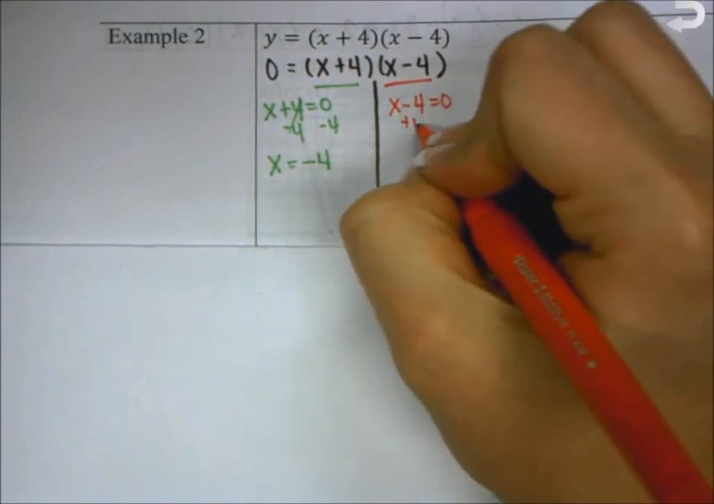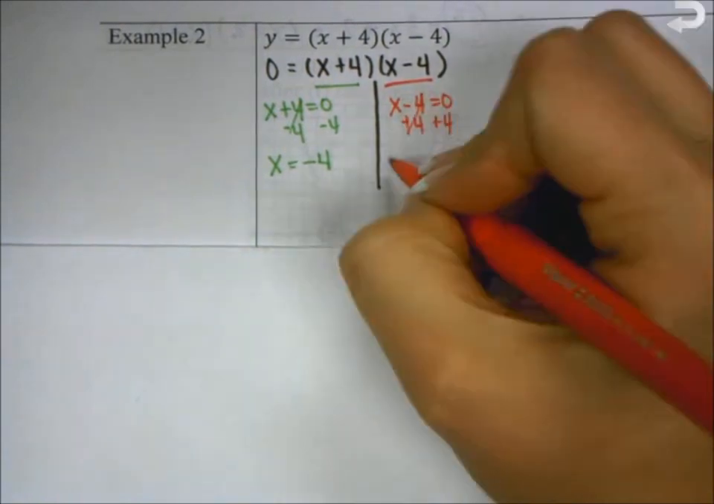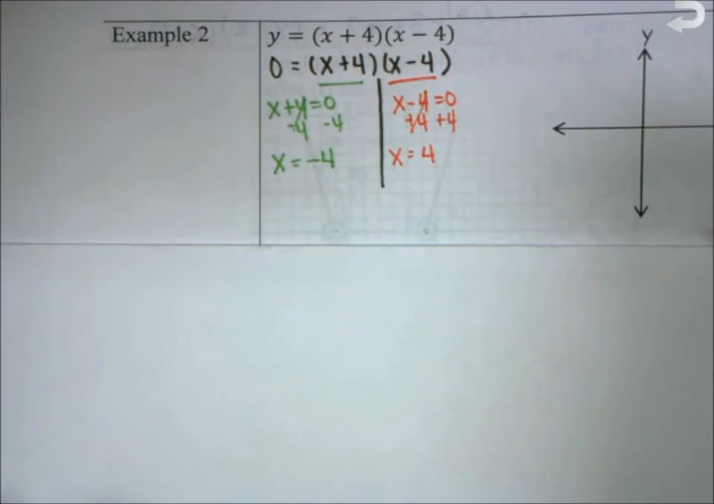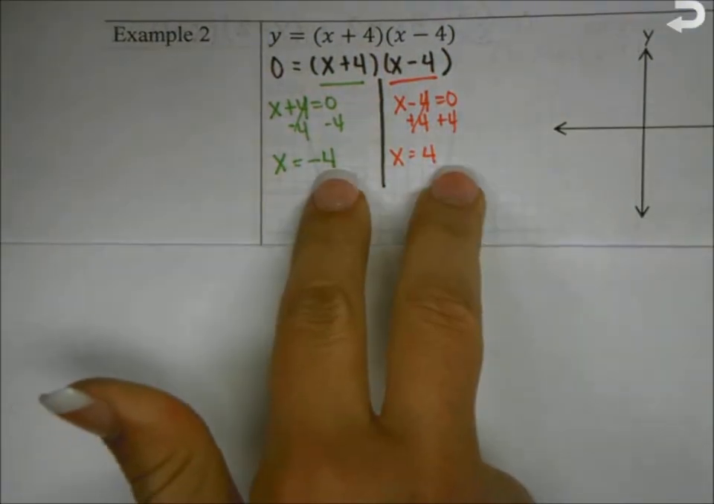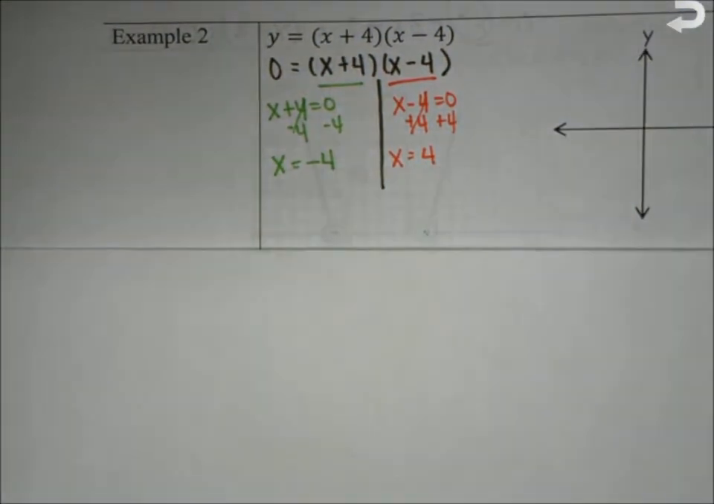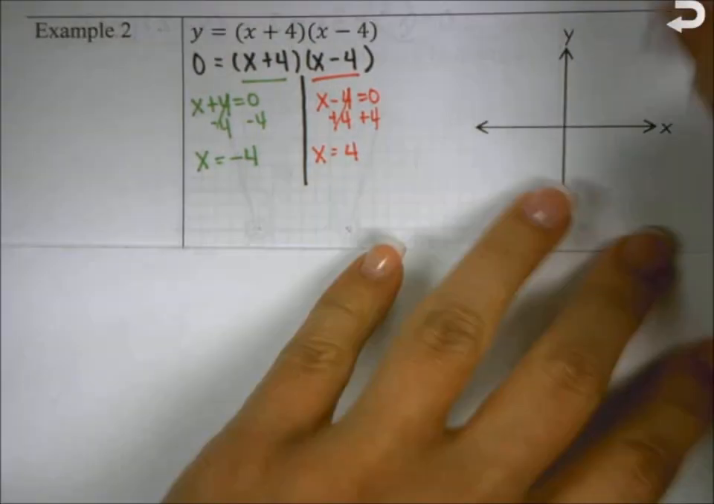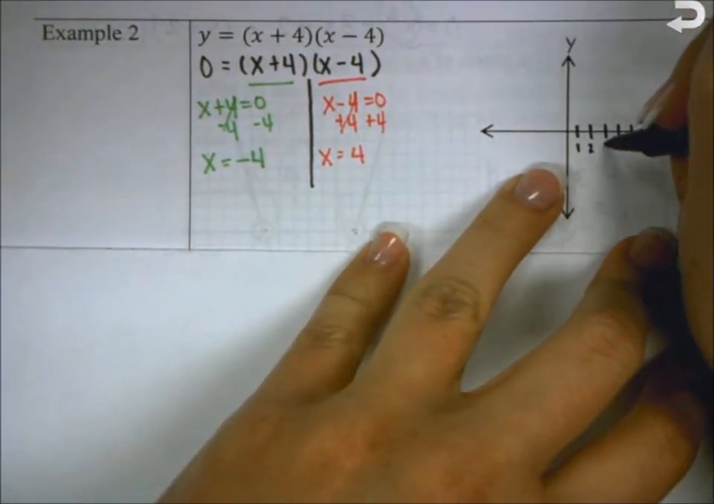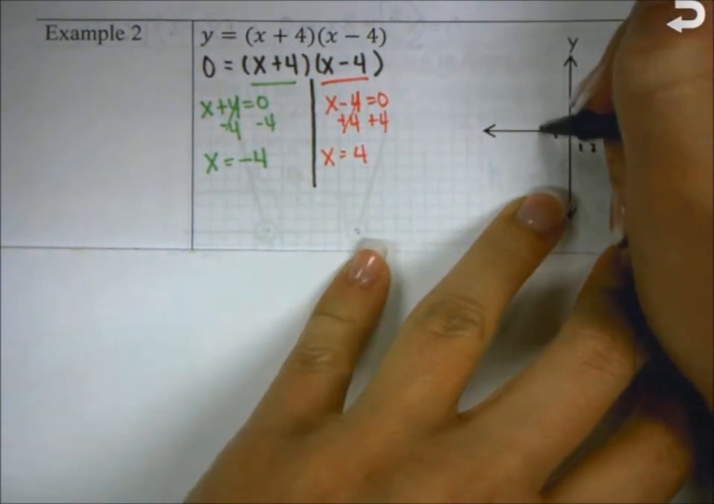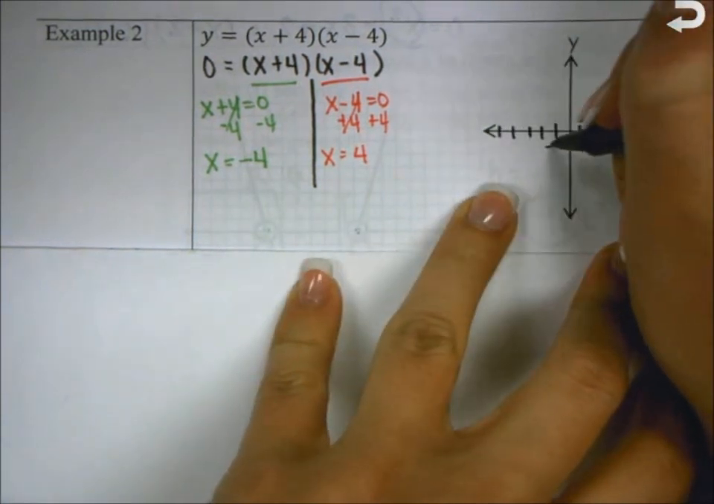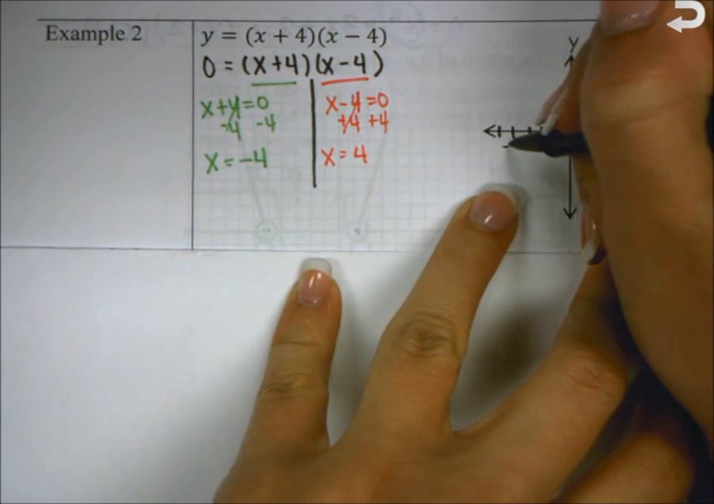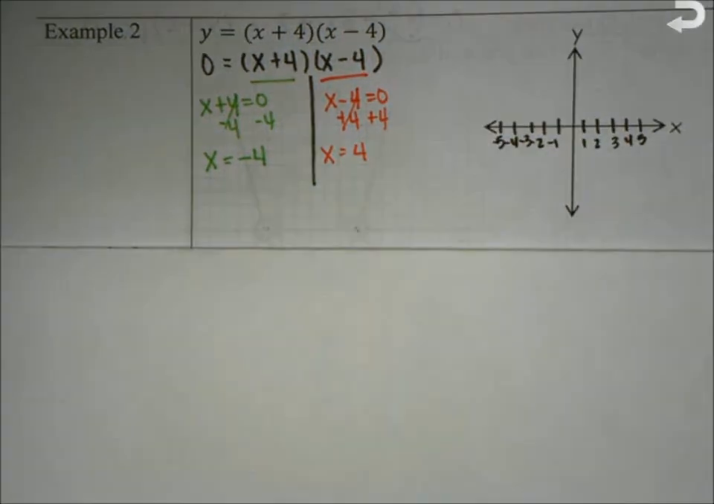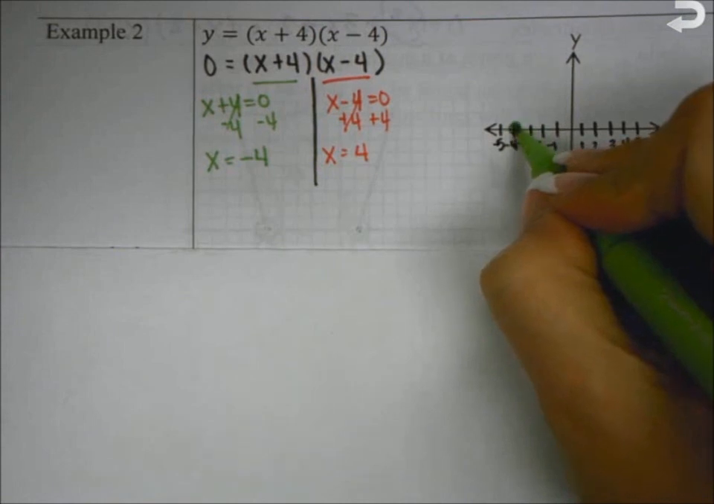Now these are my x-intercepts, so I'm going to plot those on my graph. 1, 2, 3, 4, 5. 2, 3, 4, 5. Negative. Okay. Now the green one is at negative 4, so I'm going to put a dot right at negative 4 along the x-axis. And the red one is at positive 4 along the x-axis.